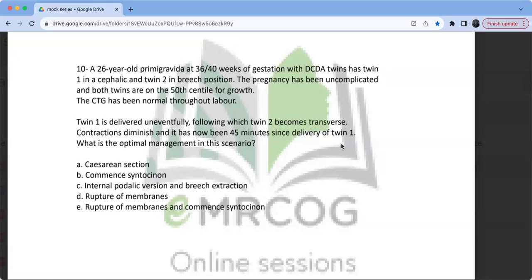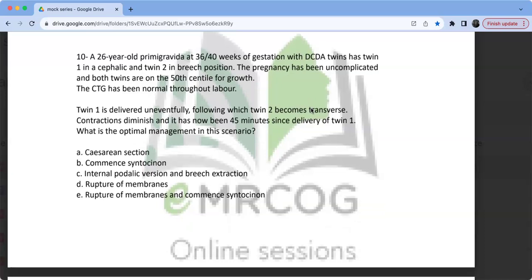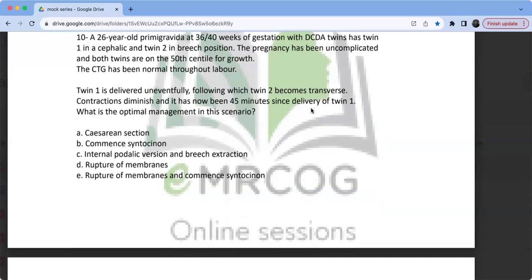Can I give syntocinon, for example? No, it will cause a uterine rupture with the transverse. So, yes, internal podalic version and breech extraction. Yes, answer is C. Well done.